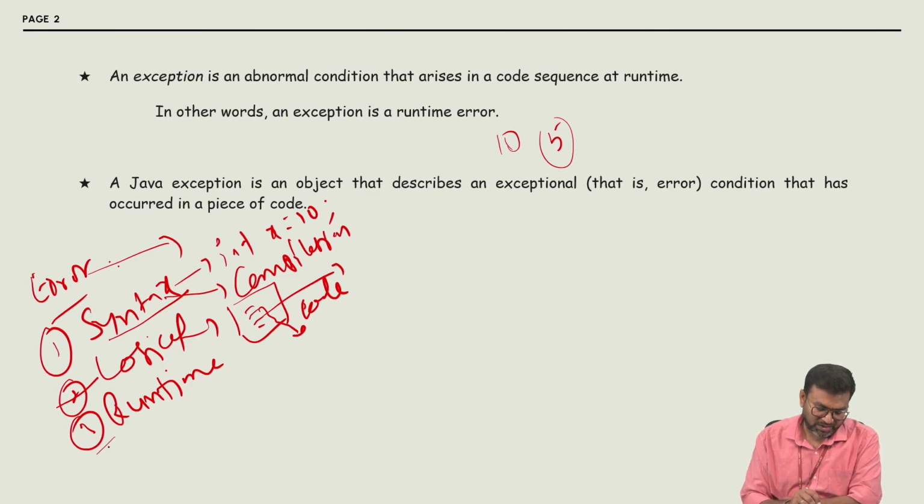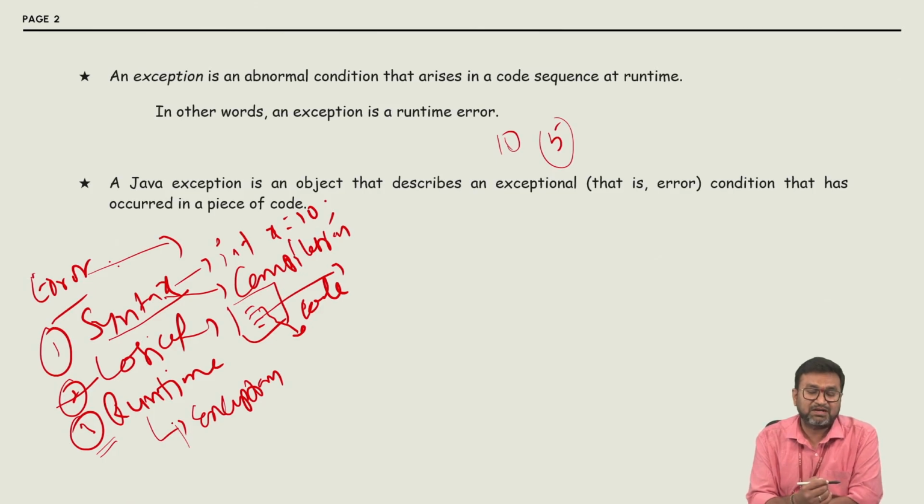Then what about a runtime error? This is our concept now. During program execution, we generally encounter many errors, and we call them exceptions. So runtime errors are called exceptions. During program execution, who executes our program? JVM, we know that. So JVM will take care of this exception handling mechanism, and we know that JVM is part of our Java runtime system.